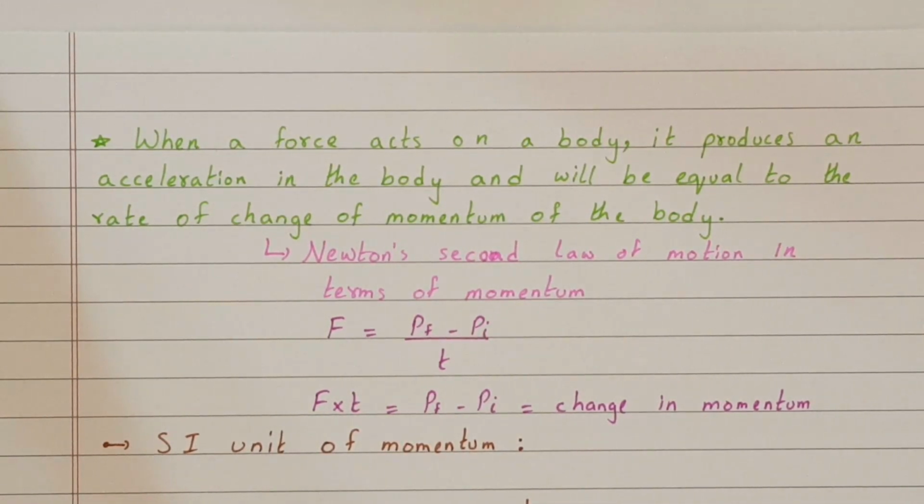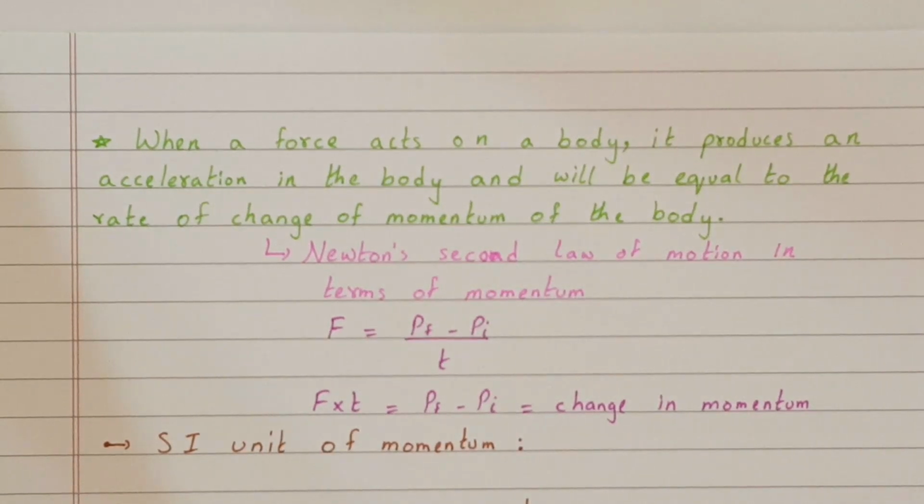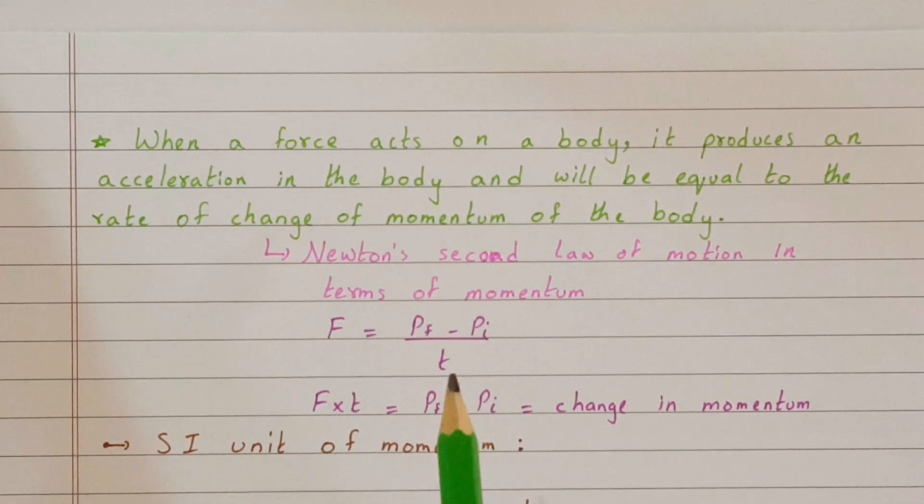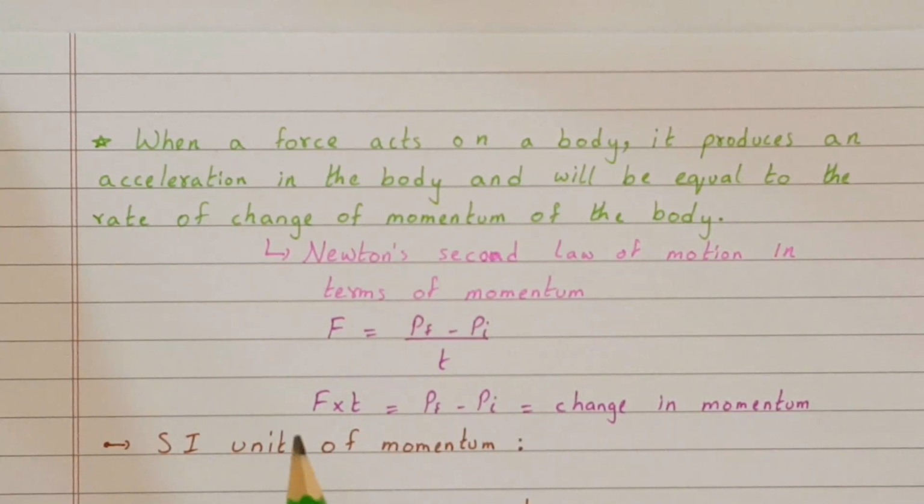According to Newton's second law of motion, when a net force acts on a body, it produces acceleration in it in the direction of the net force, and the magnitude of this acceleration is directly proportional to the net force acting on the body and inversely proportional to its mass. We can also define the law in terms of the rate of change of momentum. So force F equals the rate of change of momentum, or the change in momentum is the product of applied force and time.